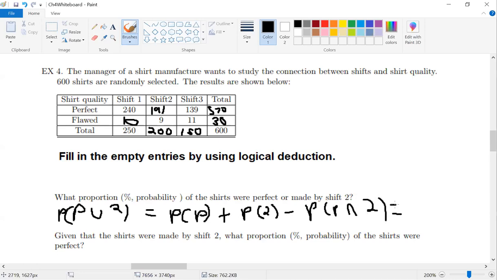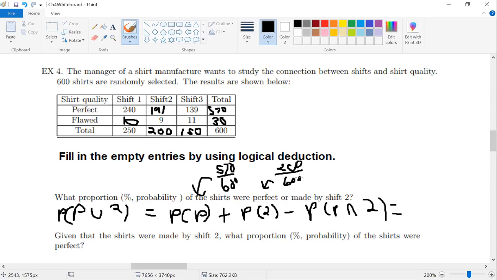How do we get that? We have numbers. Well, the probability that a shirt is perfect total is 570. So we divide 570 by 600. So this one is 570 over 600. The probability it was made by shift two: we had 200 shirts made in shift two, 600 total. So P2 is 200 over 600.